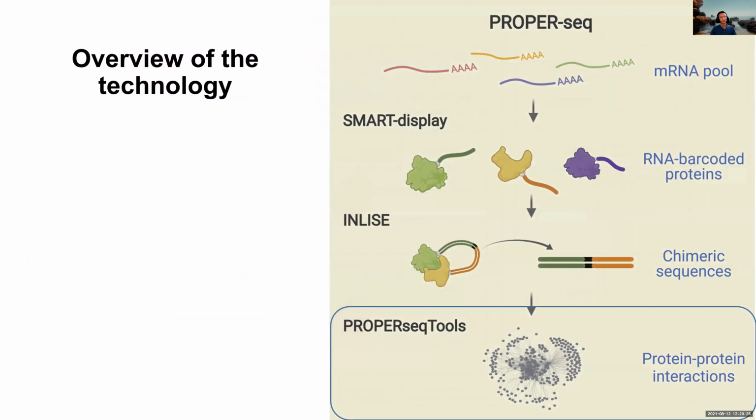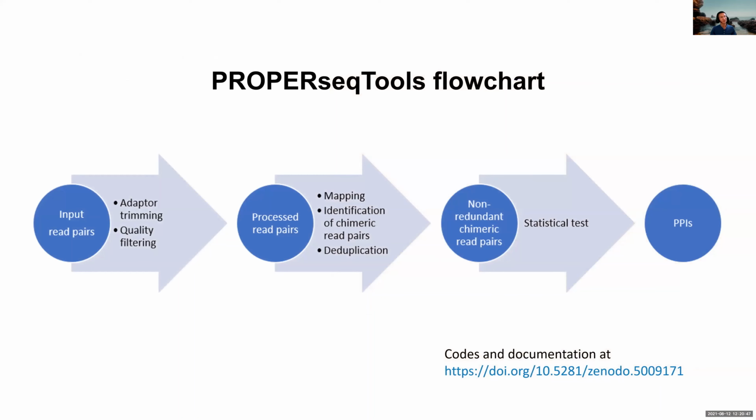After she sequenced those chimeric sequences by paired-end sequencing, Zhijie designed the PROPER-seq tools to conduct quality control metrics and statistics to pull interactions from these chimeric sequences. In a nutshell, the PROPER-seq tools take the input read pairs, trim those artificially incorporated sequences into two ends, do quality control, and map each end to the genome separately.